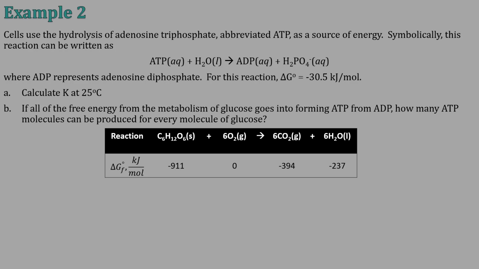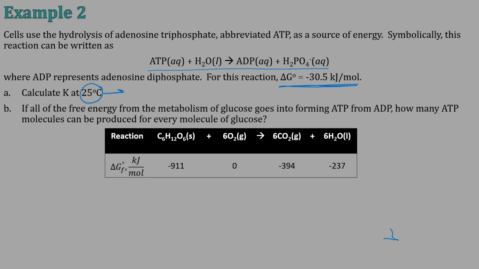Okay, so example 2, cells use the hydrolysis of adenosine triphosphate, abbreviated ATP, as a source of energy. Symbolically, this reaction can be written as this. So we have ATP going to ADP, which is adenosine diphosphate because it's lost a phosphate. For this reaction, delta G is negative 30.5 kilojoules per mole. We want to calculate K at 25 degrees Celsius.